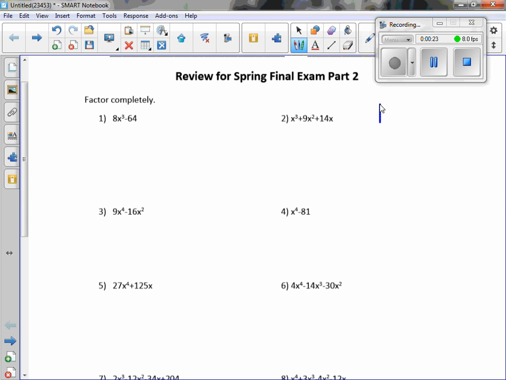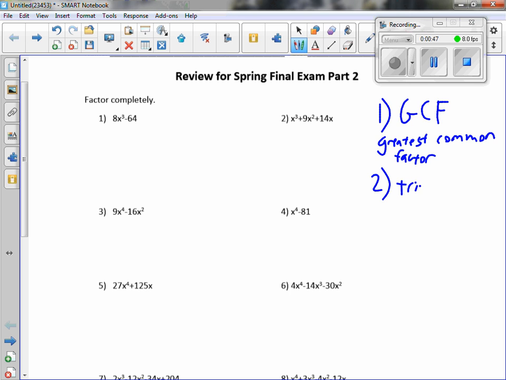So the first type is the most important, GCF, or greatest common factor. That's when everything in the polynomial divides by the same number or letter, and so we factor it out. The second type is trinomial. That's the add and multiply method.